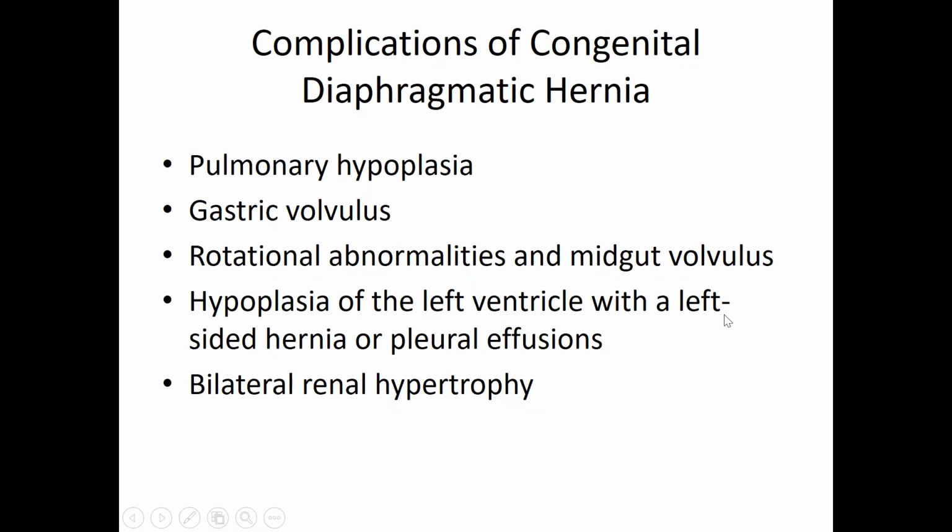Hypoplasia of the left ventricle with the left-sided hernia, and pleural effusion. With a left-sided hernia from the very beginning of fetal life, there is hypoplasia of the left side as well, okay. And bilateral renal hypertrophy can occur, and it may be associated with congenital anomalies. Okay, so when the patient has pulmonary hypoplasia and left ventricular hypoplasia, the prognosis is not so good.